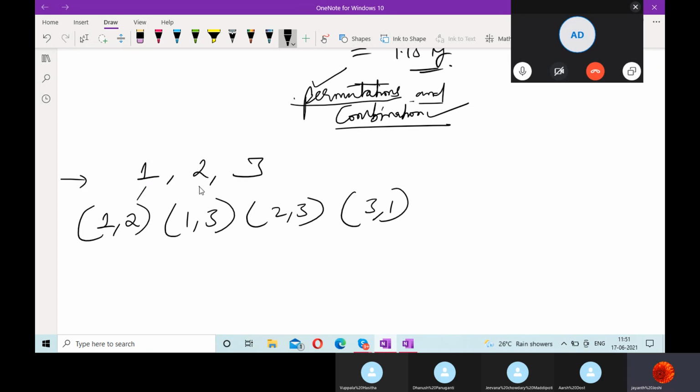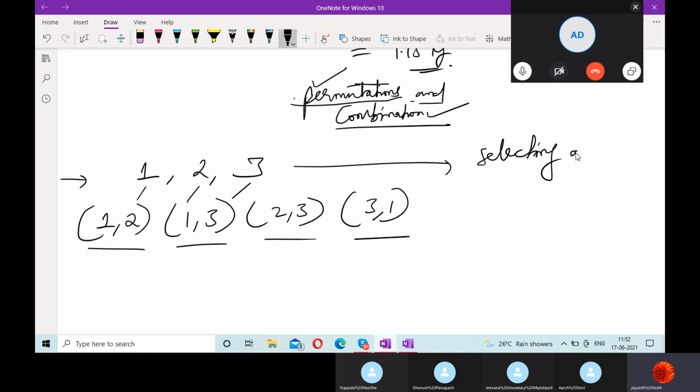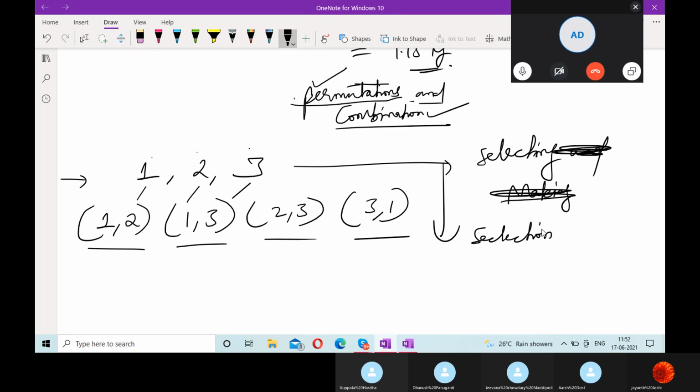Since you are selecting numbers out of this and making groups, what are you doing? Selecting and making them into groups in this way. The requirement is to make groups or pairs, so for making the pairs you just need to select the numbers. So selection is also called combination, because you are making combinations of numbers.